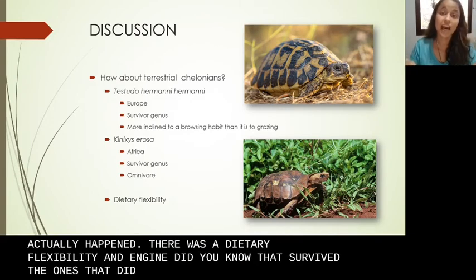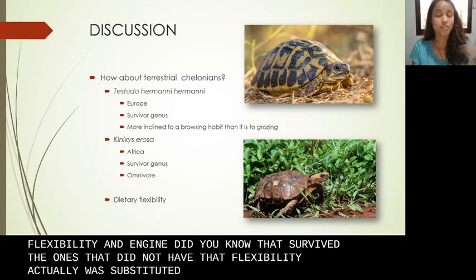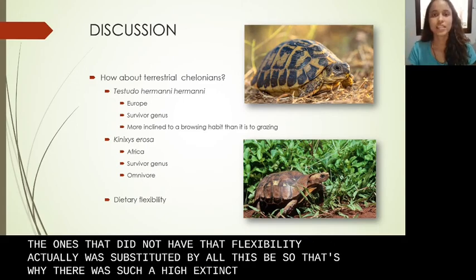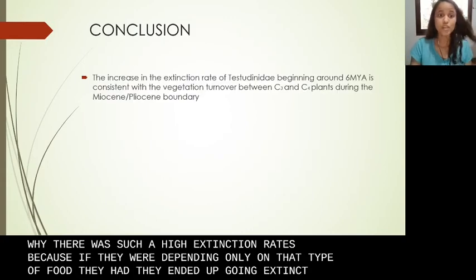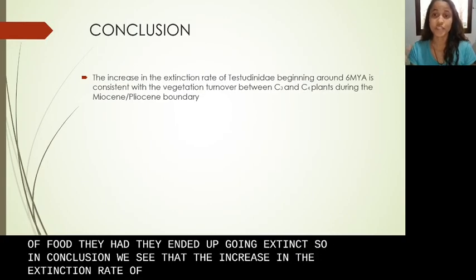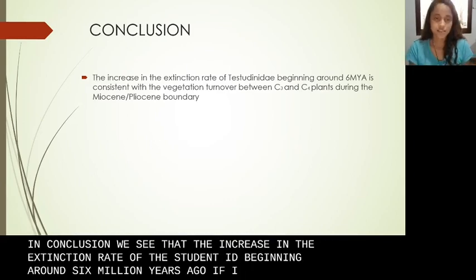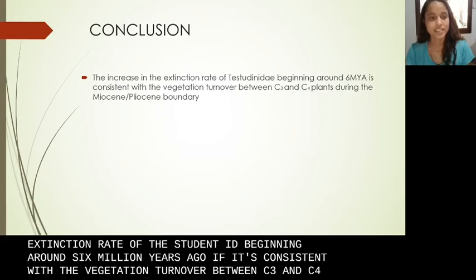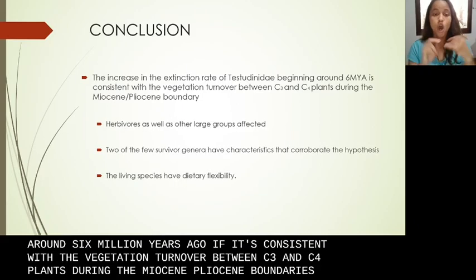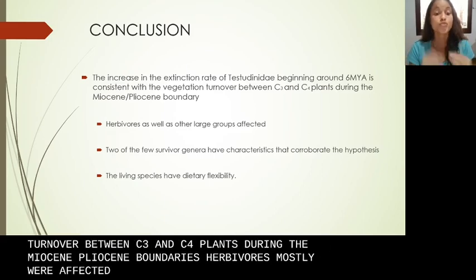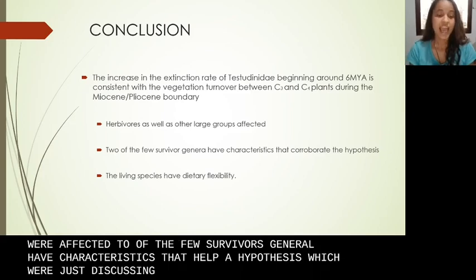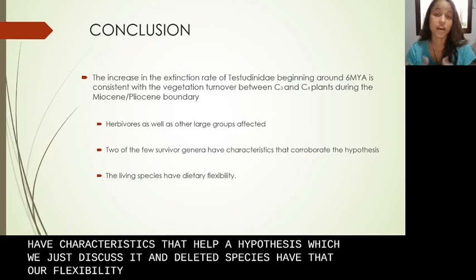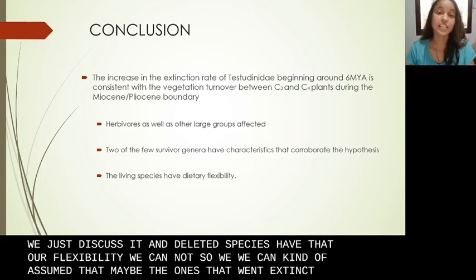The ones that did not have that flexibility were substituted by other species. That's why there was such a high extinction rate: if they were dependent only on that type of food, they ended up going extinct. So in conclusion, the increase in the extinction rate of testudinids beginning around 6 million years ago is consistent with the vegetation turnover between C3 and C4 plants during the Miocene-Pliocene boundary. Herbivores were mostly affected. Two of the few survivor genera have characteristics that support our hypothesis, which we just discussed, and the living species have dietary flexibility. We can assume that maybe the ones that went extinct did not have that flexibility.